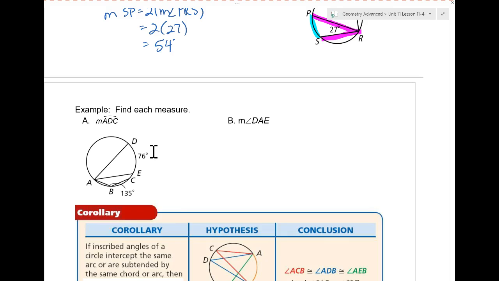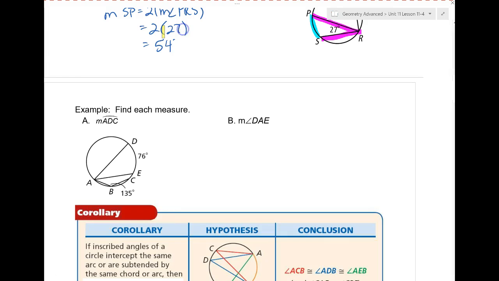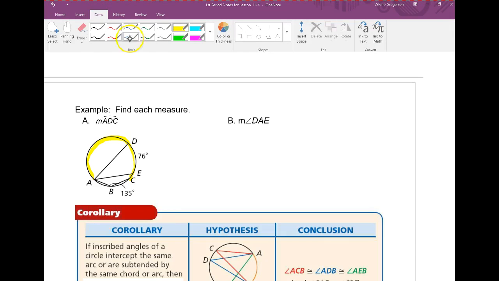All right, on this first one, it says, find the measure of arc ADC. So I want to know the measure of arc ADC. So I'm going from A all the way around here to C. Any suggestions on how I should solve this one?